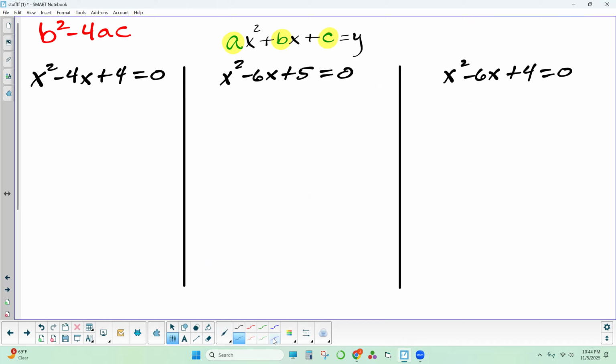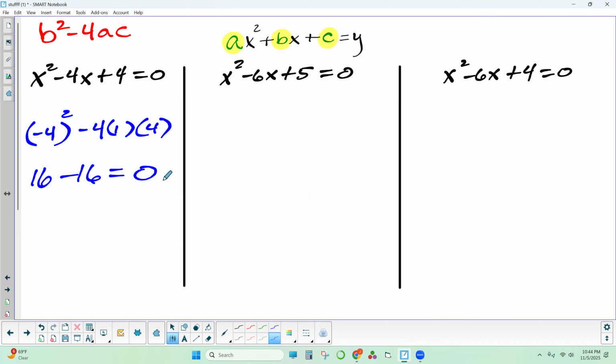So if I look at b squared minus 4ac on the first one, b is negative 4, a is 1, and c is 4. Okay? So I'm going to do my square first, which is 16, and then I'm going to multiply. 4 times 1 is 4. 4 times negative 4 is negative 16. So 16 minus 16 equals 0. So my discriminant is 0. This means I have one real root.